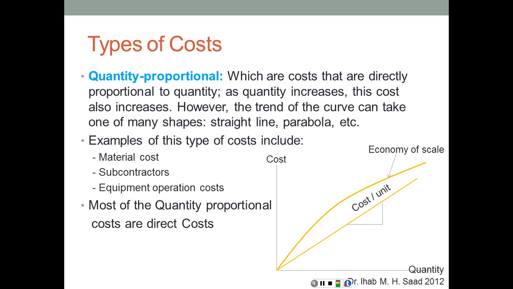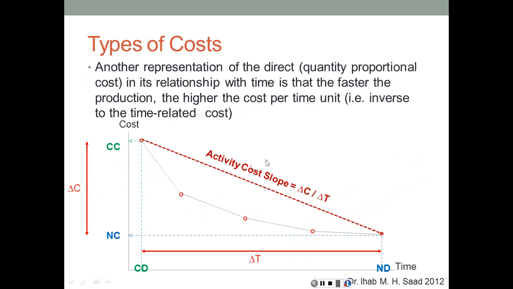So what if we want to get a graphical representation of the total cost of the project? How can we do that? We need to convert this quantity proportional cost from quantity and cost to something related to time and cost. And this can be done through this example. We're going to look at the normal duration under normal conditions. It's going to take us that amount of time and that cost, the normal cost, to finish the activity.